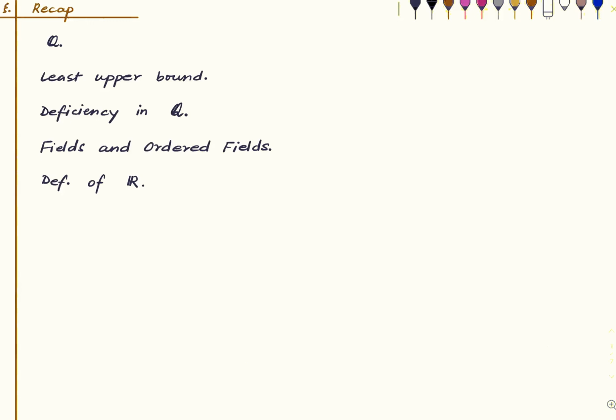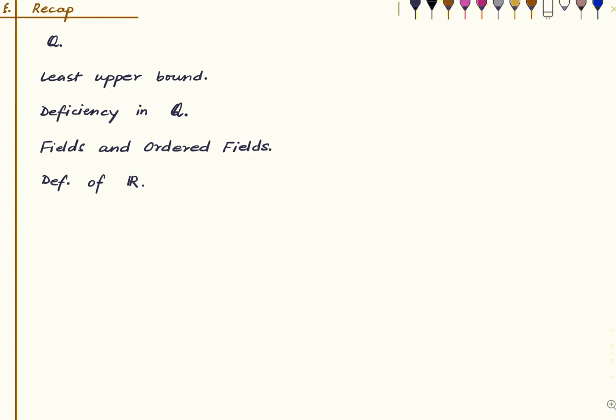Welcome to this lecture series in real analysis. Last time we defined the field of real numbers. We defined it as an ordered field which has the least upper bound property. That was the definition. And we then made two remarks.